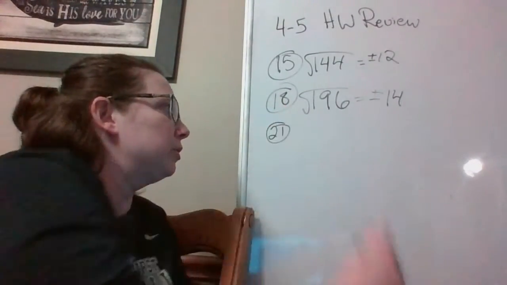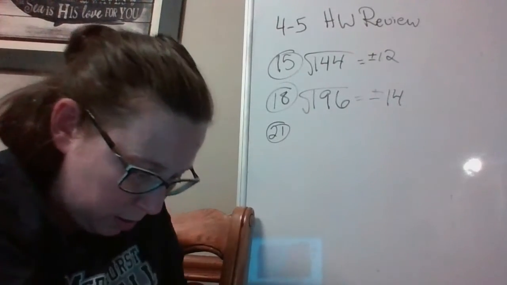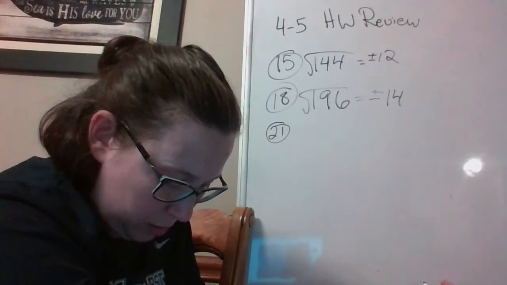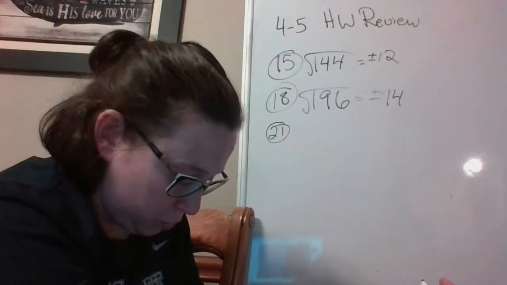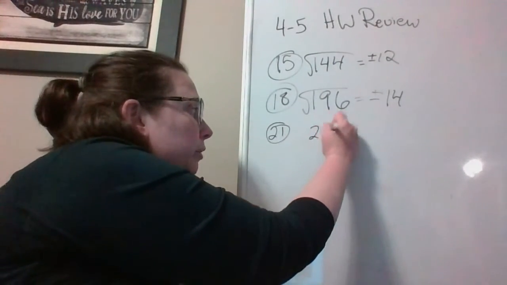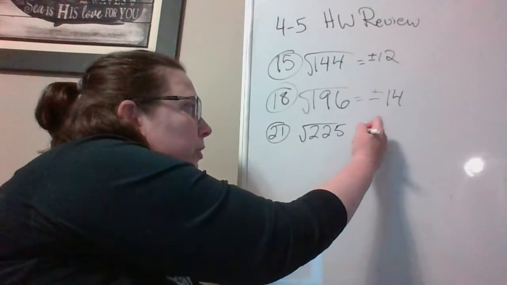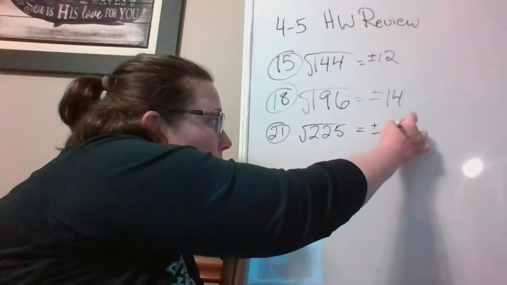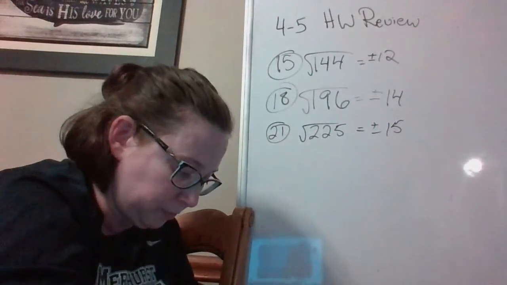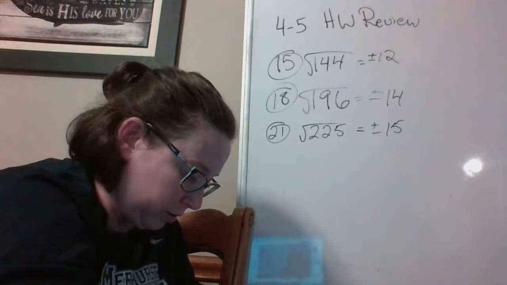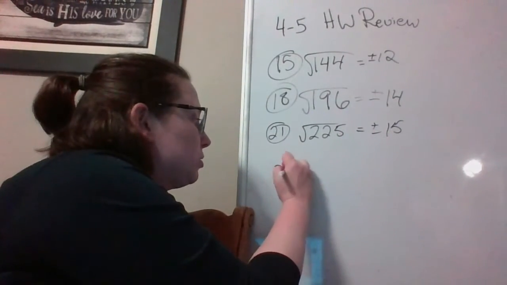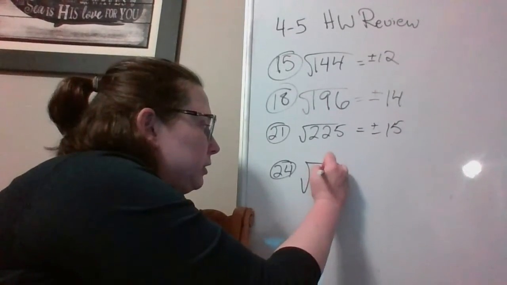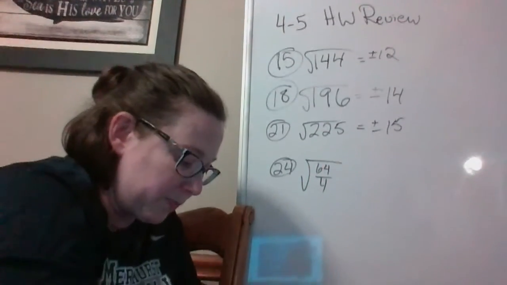Moving on to 21, they ask you what are the two square roots of 225, which in this case our answer would be positive and negative 15. Moving on to 24, they ask us to simplify the expression. They give us the square root of 64 over 4.